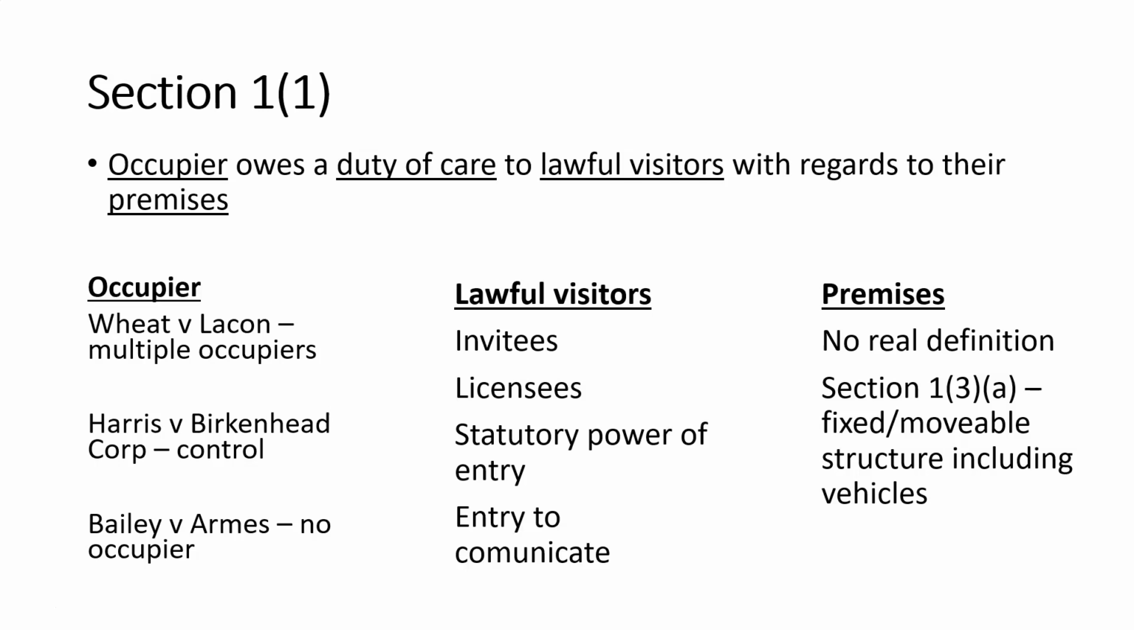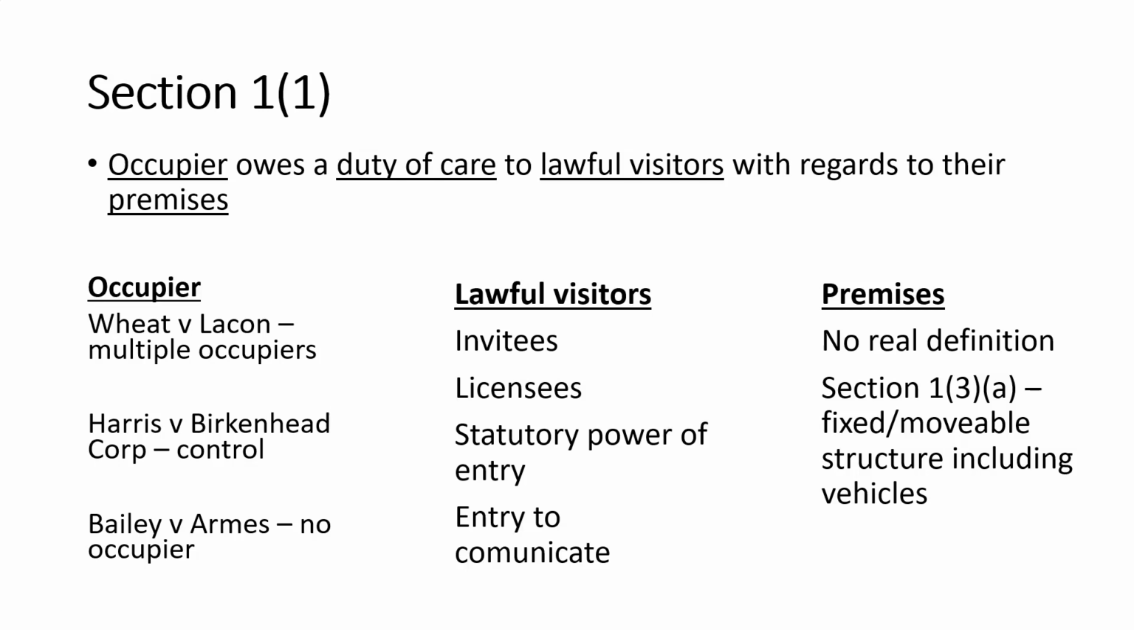Obviously, if you ask them to leave, they have a reasonable amount of time to leave before they would then become a trespasser. And equally, you can put a sign on your gate, as long as it's clear and obvious, for no cold callers and things like that, and they would become a trespasser in your garden if they ignore the sign. Okay, so that's the difference between occupiers, premises and lawful visitors. And remember, an occupier owes a duty of care to lawful visitors with regards to their premises.